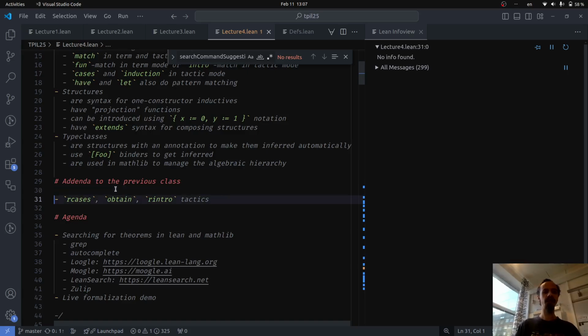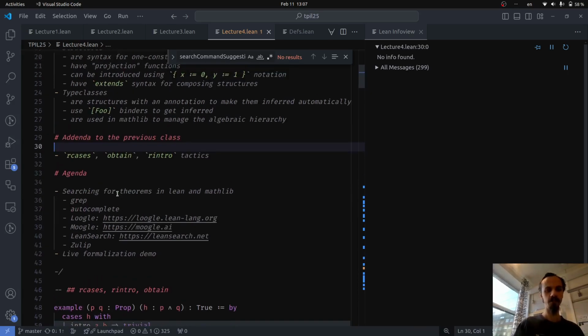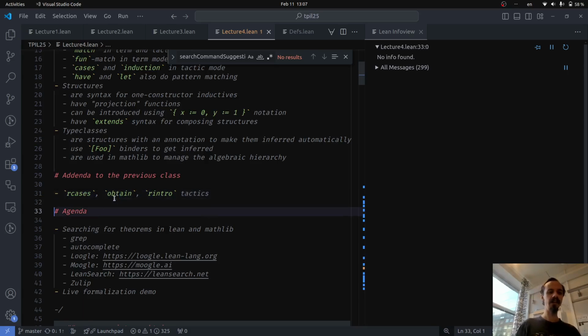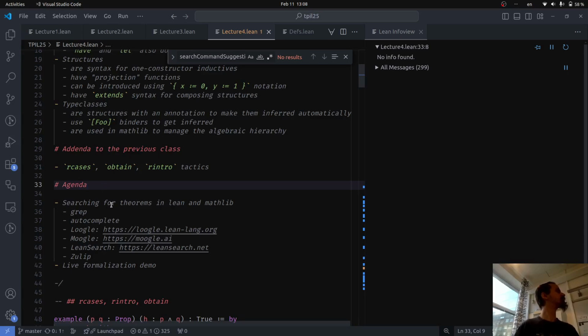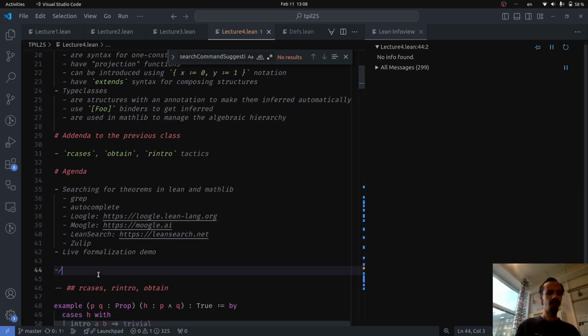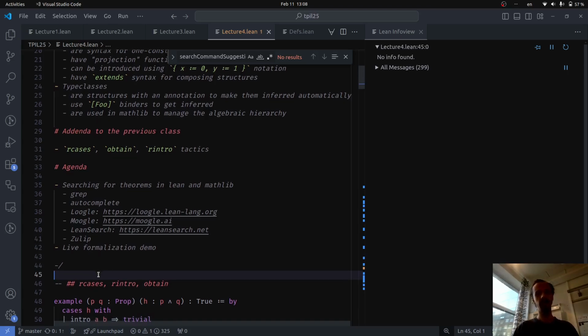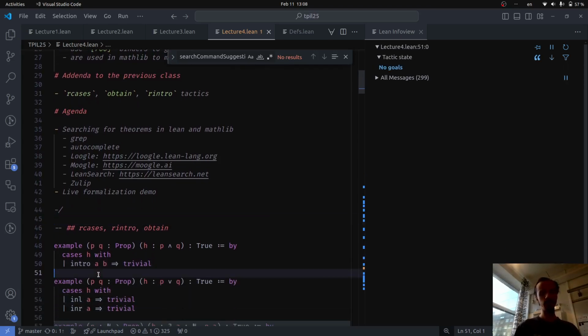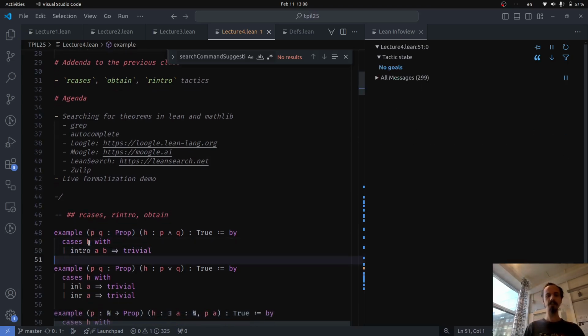There was one extra thing that I wasn't able to get to for time from the previous class, so I'll talk about that. And today we'll be talking about how to search for theorems in Lean and mathlib. And if we still have time, I'll do some live formalization and try to demonstrate something about how formalization works. Our cases, intro and obtain.